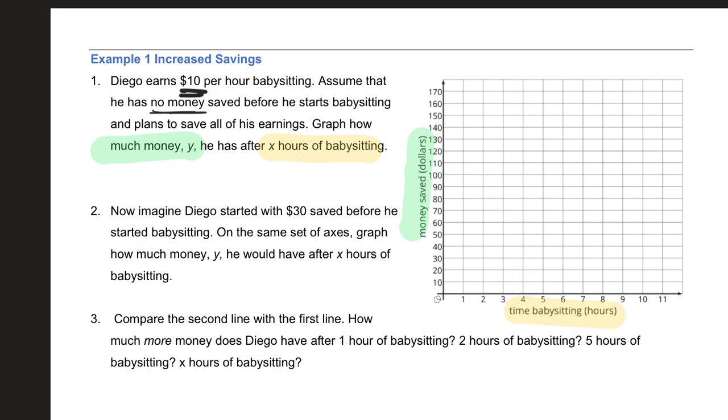We can see that on our x-axis. If he starts with $0 and hasn't babysat at all, he's going to be at (0, 0). After 1 hour, because he earns $10, he'll be at 10. Then the next hour, 20, 30, 40, 50, and so on. Go ahead and plot all of those points, and then draw in your line.